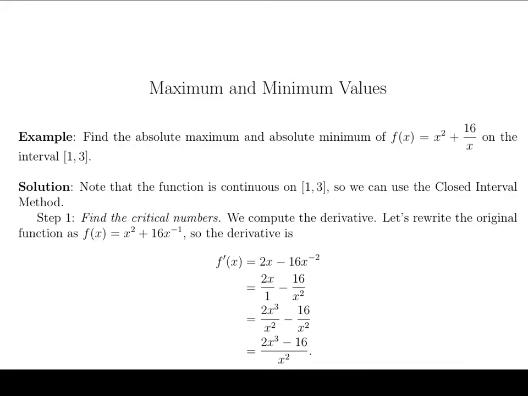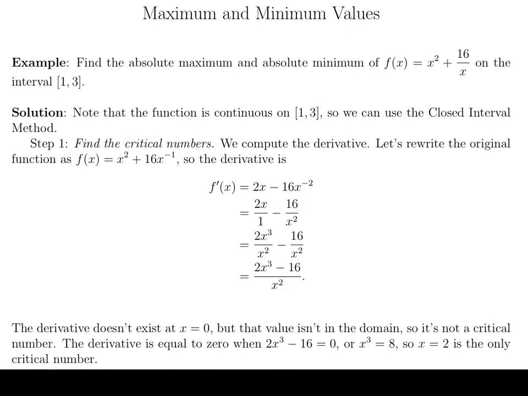Alright, so we're looking for critical numbers. That means we need to see where the derivative doesn't exist and where the derivative is 0. Now the derivative doesn't exist at x equals 0, but that's not in the domain of the function that we were originally considering. Remember, we're only thinking about what happens between 1 and 3. So I'm not going to consider x equals 0 to be a critical number.